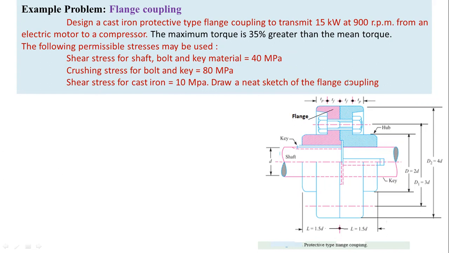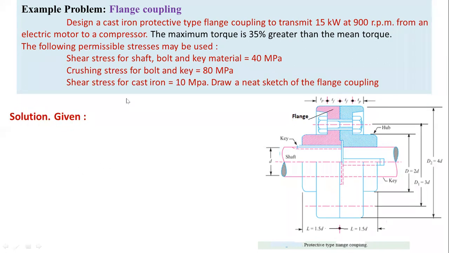Draw a neat sketch of the flange coupling. So this is the diagram of a flange coupling. First, you have to draw a flange coupling diagram. In this diagram, you can get the value of the outer diameter of the hub, pitch circle diameter of the bolt, and outside diameter of the flange.